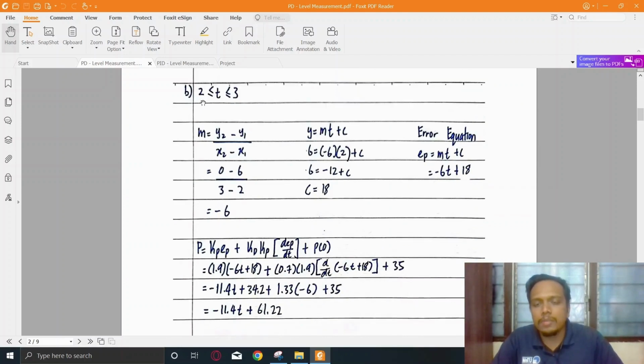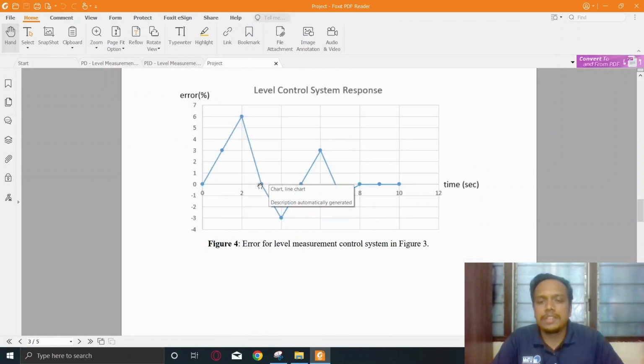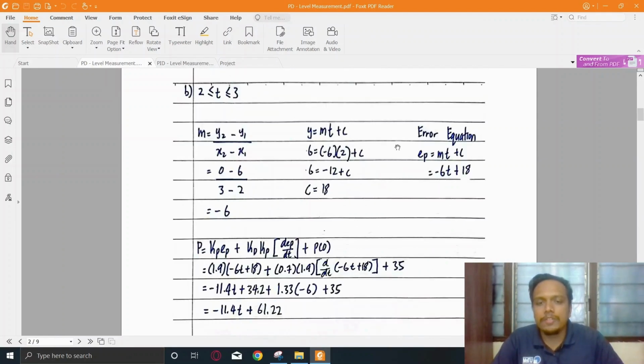Now this is from range 2 to 3. Same thing, we just use this graph, which is 2 and 3. You can see here, 3 is 3, 0, while 2 is 2, 6. Then if you put into the formula, you get this gradient: -6.